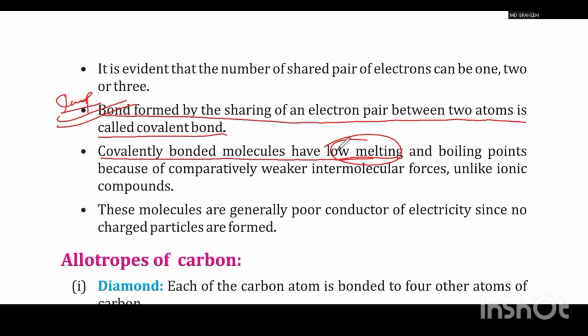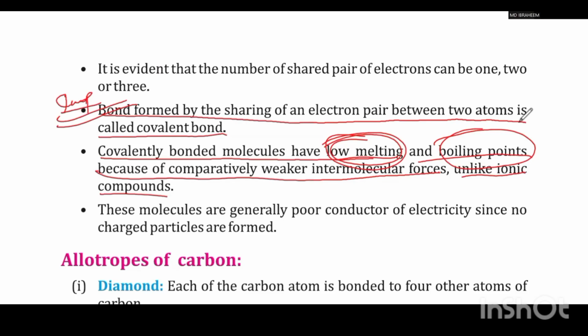Covalently bonded molecules have a low melting point. It means carbon and its compounds, methane, ethane, propane, and all the compounds of carbon, have low melting and boiling points. This is because of comparatively weak intermolecular forces, unlike ionic compounds. Why? Ionic compounds have high melting and boiling points. They have a strong electrostatic force of attraction between the ions forming the ionic bond, while covalent bonds are loosely held, having low melting and boiling points. Remember, all the covalent compounds, that is the compounds of carbon, have low melting and boiling points.